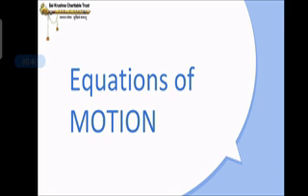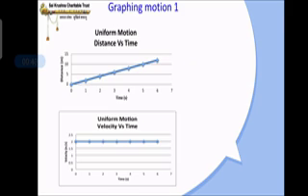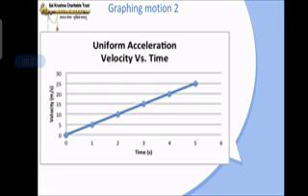Equations of motion. Graphing motion, number 1. So uniform motion, that is the distance versus time graph, will be shown like this, a slope, right? So for uniform motion, velocity versus time is a straight line. Uniform acceleration, velocity versus time is again a slope.